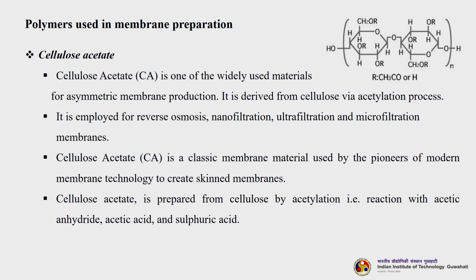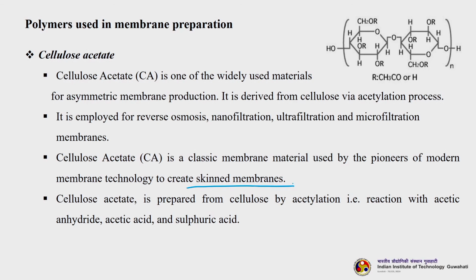So, cellulose acetate is one of the widely used materials for asymmetric membrane production. It is derived from cellulose via acetylation process. It is employed for reverse osmosis, nanofiltration, microfiltration and ultrafiltration membranes. So, cellulose acetate is a classic membrane material used by pioneers of modern membrane technology to create skinned membranes.